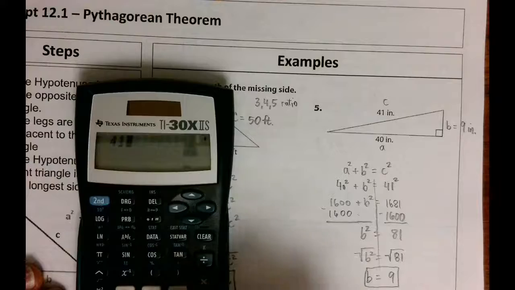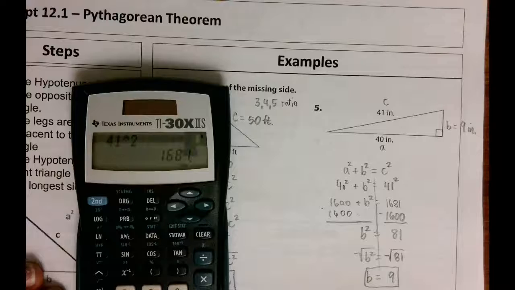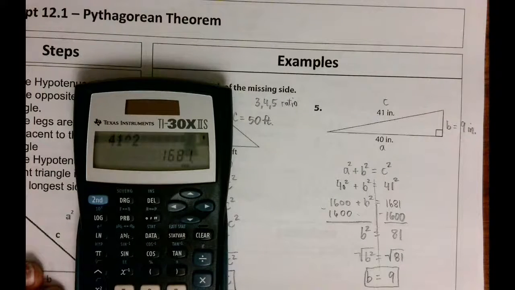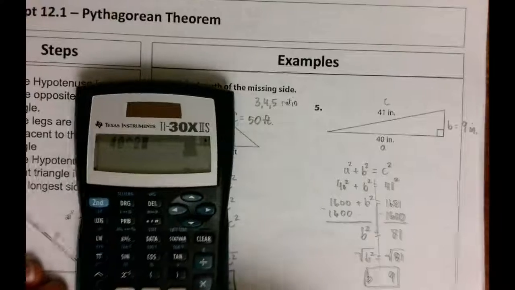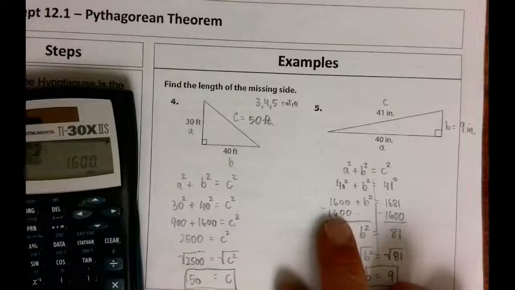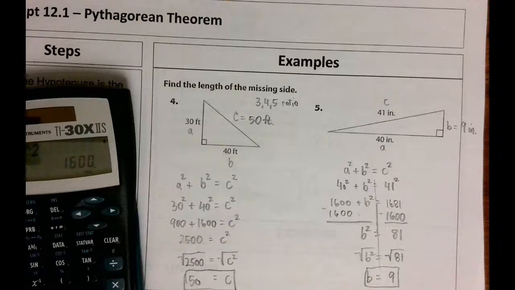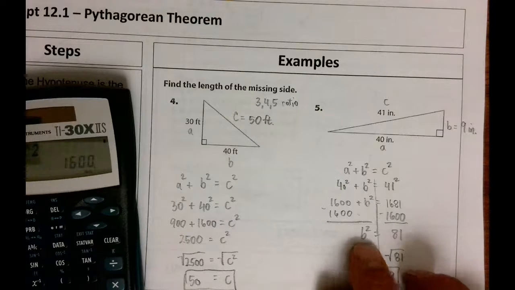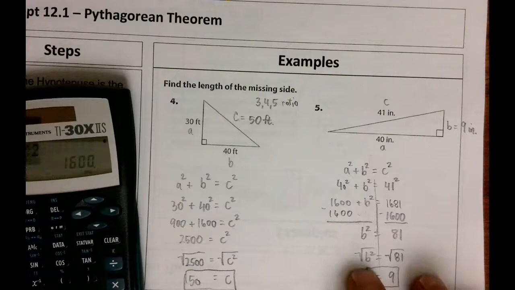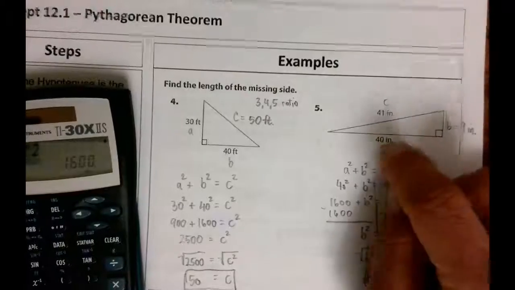Right? I can do 41 times 41 equals, or I can do 41 up 2 equals, and I get the same answer. I get 1,681, and I do 40 up 2, enter, 1,600. Once again, we're back to that two-step equation where I just subtract 1,600 from each side so I can get the B value all by itself and figure out what it's worth. And B squared equals 81. And if I take the square root of B squared and 81, doing the same thing on both sides all the time, I get B equals 9.